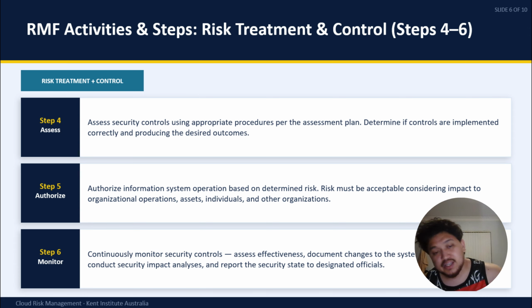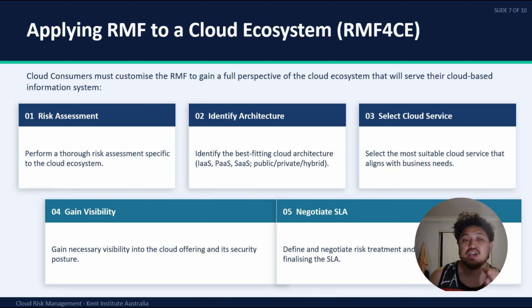Step 6 is to monitor, and this is ongoing. Security controls must be continuously monitored for effectiveness. Changes to the system or its environment must be documented. Together, these six steps create a continuous cycle of security improvement, not a one-time exercise. Moving to slide 7, we'll be talking about applying the RMF to a cloud ecosystem.